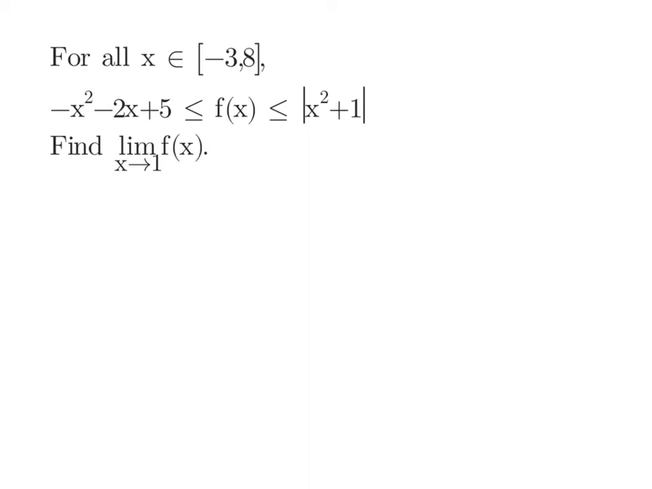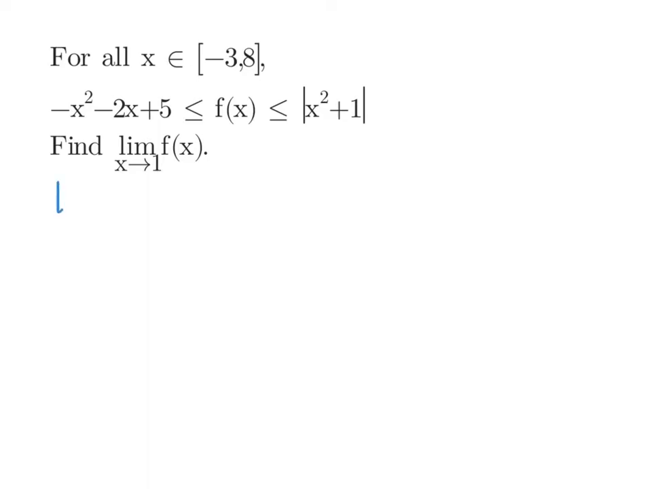So how might you see this on an AP exam? For all x on the interval from -3 to 8, negative x squared minus 2x plus 5 is less than or equal to f of x, which is less than or equal to absolute value of x squared plus 1. And we want to take a look at the limit as x approaches 1 of f of x. Now, we don't know what f of x is. We just know that it's in between these two.